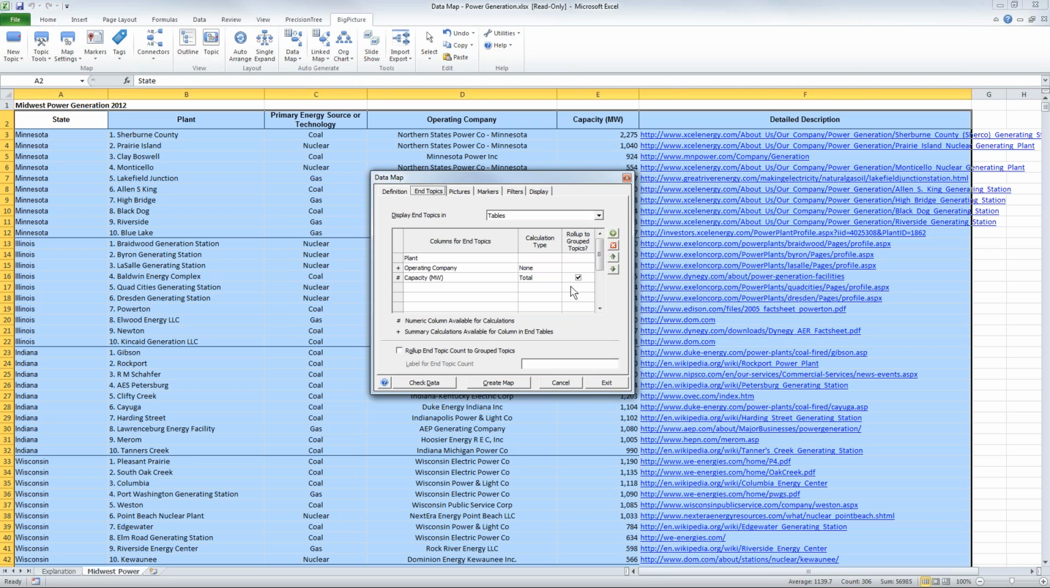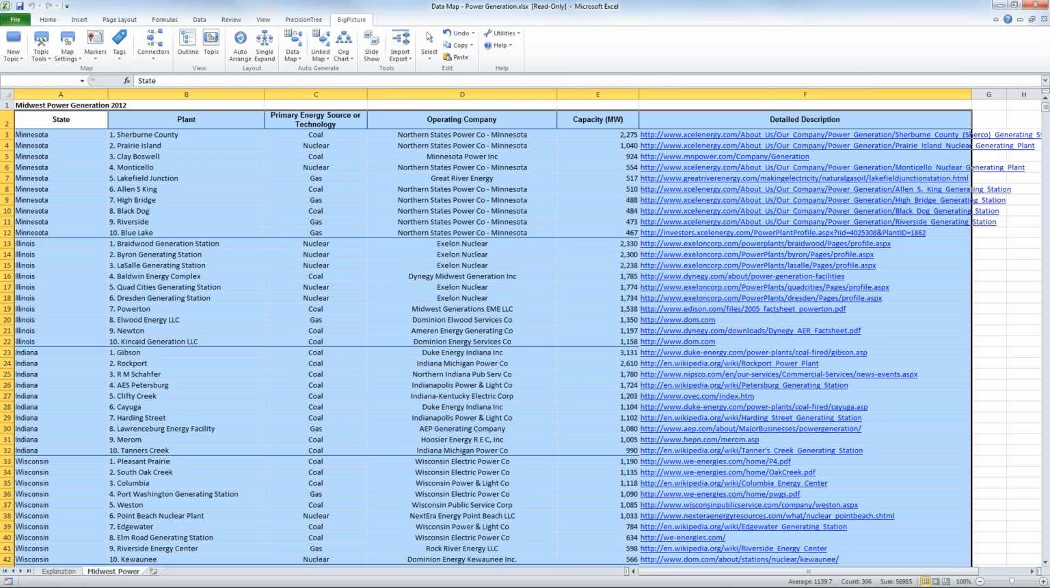So basically it's going to take the capacity of each of the plants and roll it up into the group topic. I'd keep you in suspense longer, but I'll just create the map, and then we'll come back to that dialog to show you a few other things you can do with it.